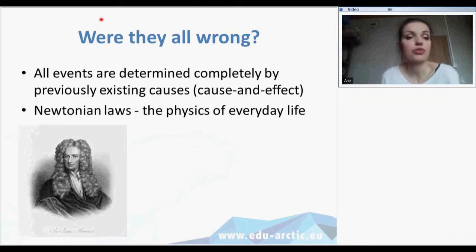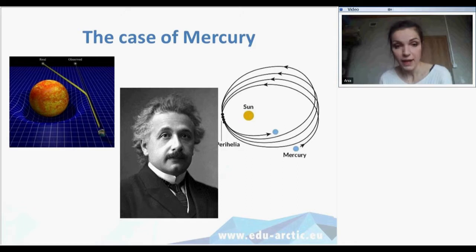So were they all wrong? Was Newton wrong? Was everyone wrong? Well, no, luckily, because Newtonian laws, the classical physics that we know, explain the physics, we might say, of everyday life, and describe ordinary scales, macroscopic scales, quite well. We know that if we touch a fire, we get burns. This is the scale of events. So cause and effect actually does work in certain systems, the linear systems that I showed you before.